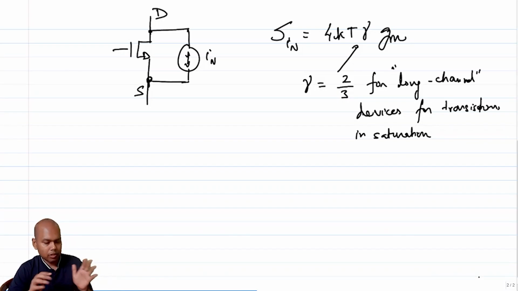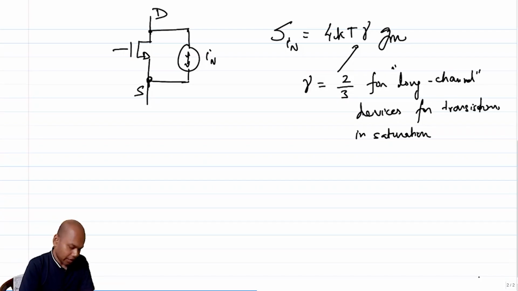So all these noise models of 4kTγGm in the case of a transistor are strictly for small signal analysis. They are not for large signal analysis. Okay, so that is something we should always keep in mind. So if we do a small signal analysis, what will be the noise model for this transistor in saturation? It will essentially be this.